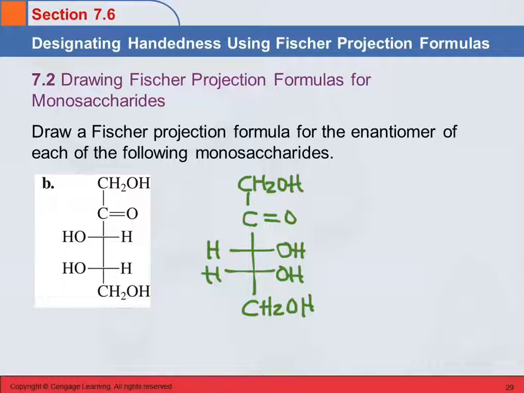So this one had both hydroxy groups on the left. This has both on the right. Here, this is a ketone. The carbonyl group is not at the top, but we draw it in the direction that the carbonyl group is closest to the top. Because here, this would be carbon 1, 2, 3, 4, 5.